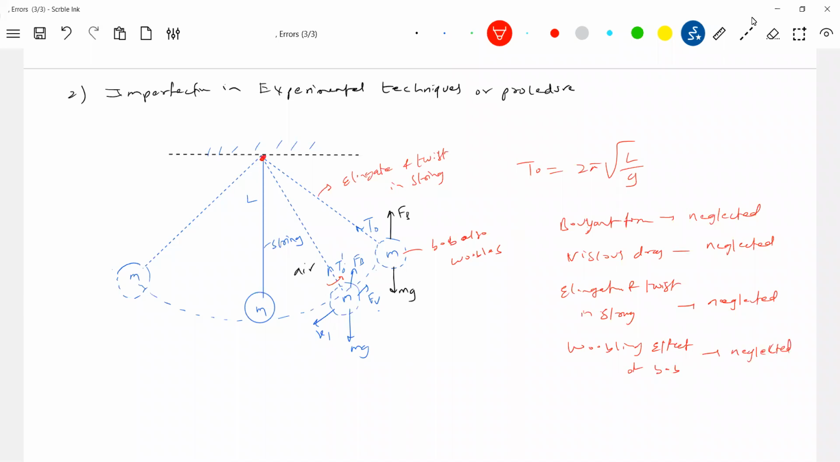Are you getting it? No, the list is... So these are one thing. These are about imperfect experimental techniques or procedure. These are one thing. Next, what other things do we do?